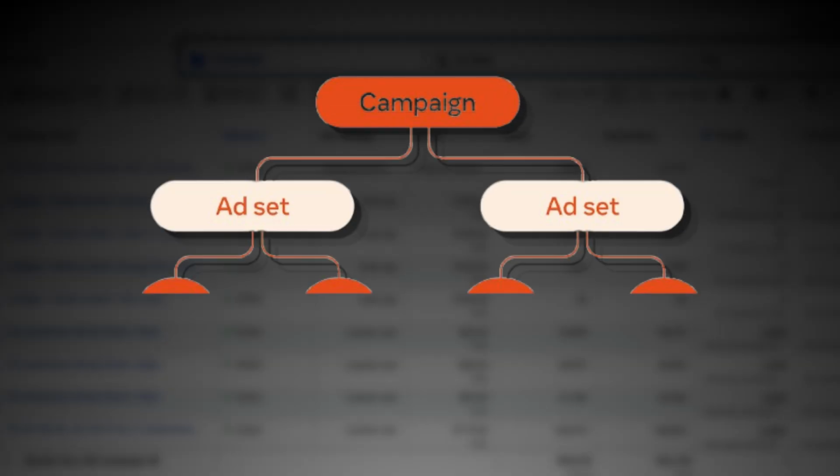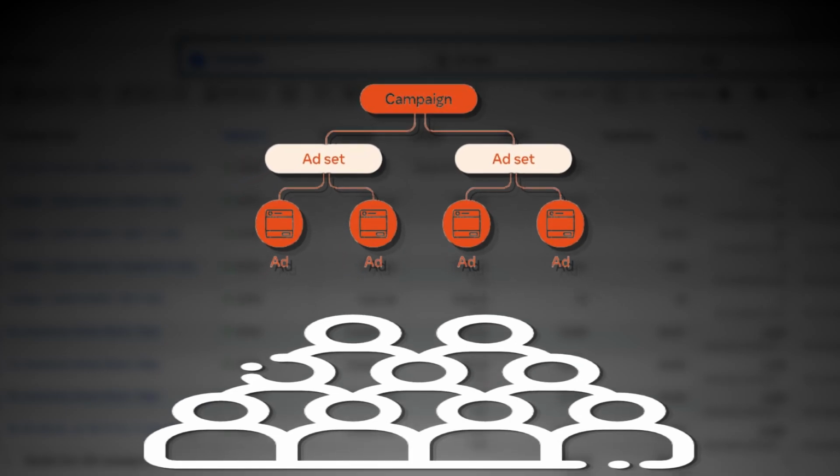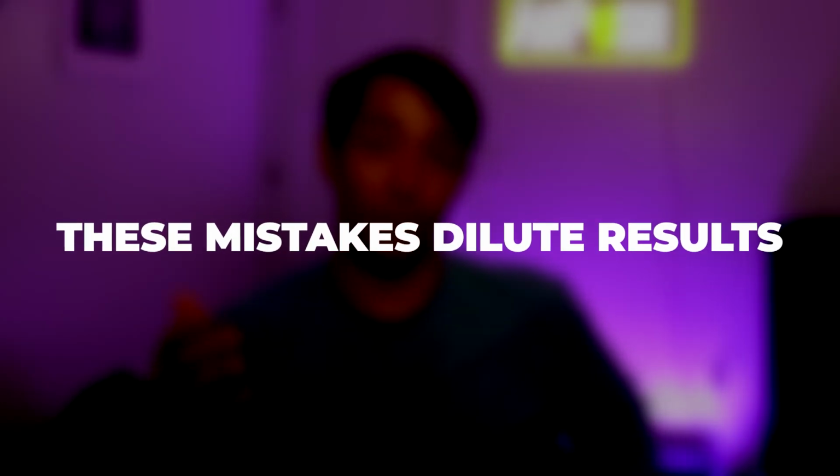Let's go to problem number 3, structural issues. Another overlooked reason for poor ad performance is campaign structure. Are you running too many ad sets targeting similar audiences? Are your budgets spread too thin? These mistakes can dilute your results. To address these issues, follow these steps.